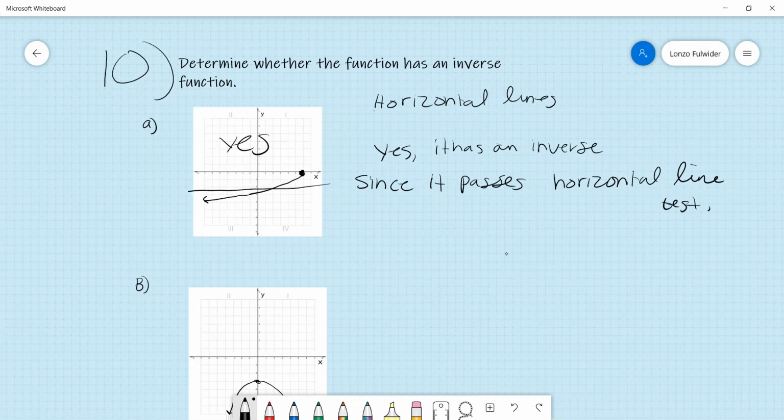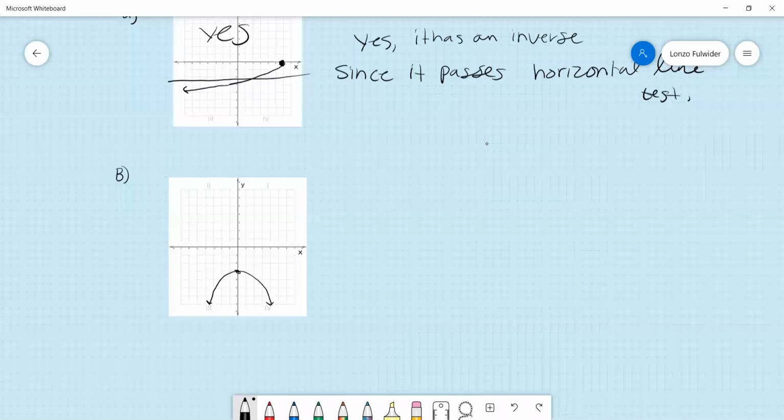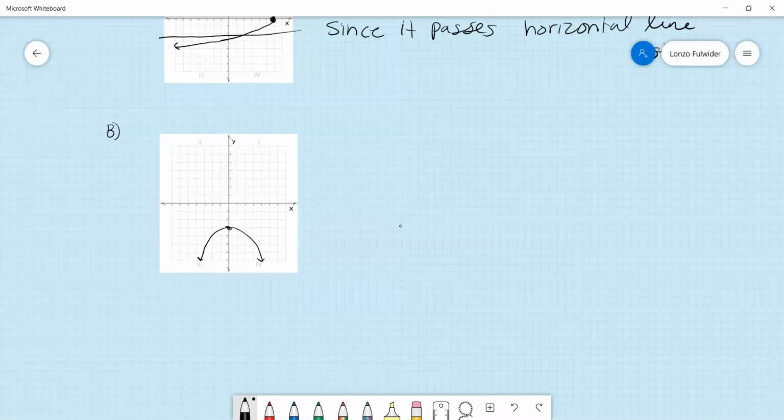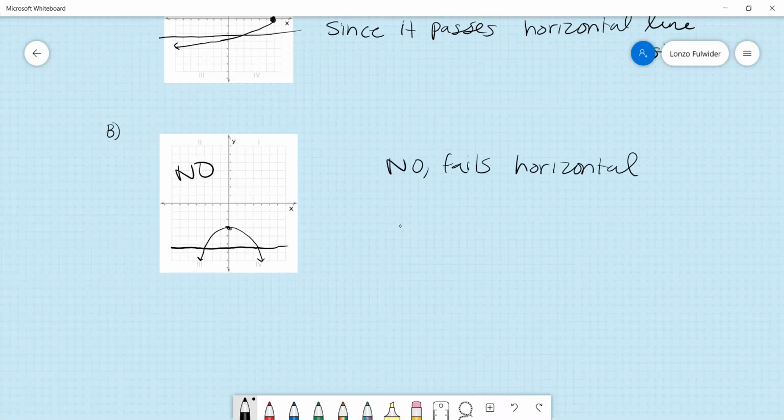Let's see this one, part B. So this is like an upside parabola. So let me do a horizontal line test. It hits here once, and then it hits here another twice. So no, it fails. So this is a big no. It fails the horizontal line test. That was it.